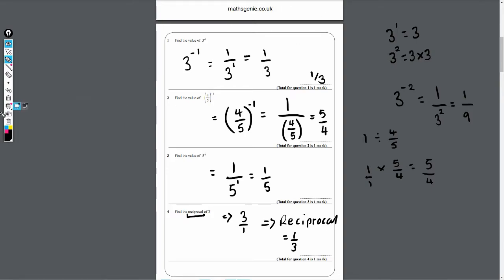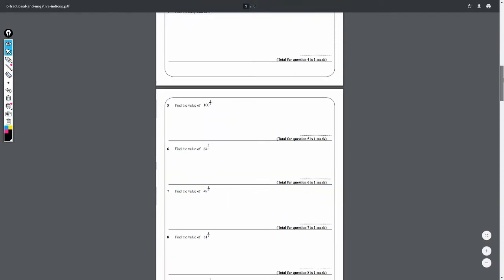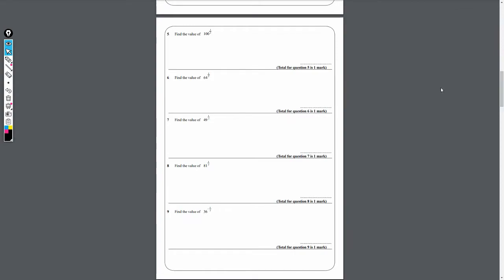Hopefully they're nice and easy. The next few questions will start getting a bit trickier, so let's take a look at them. These ones are looking at fractional powers, and most particularly this power of a half. This is notorious for causing issues.